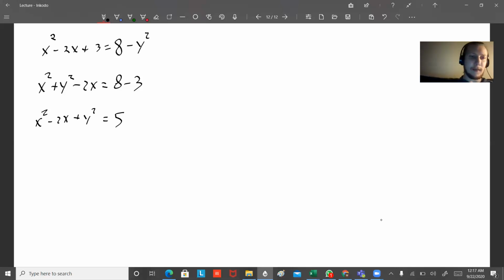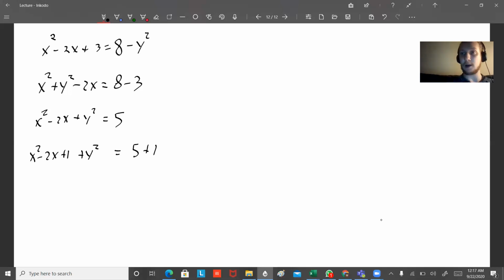Entonces, negativo 2 sobre 2 es negativo 1, y negativo 1 al cuadrado es 1. Entonces yo necesito más 1: x cuadrado menos 2x más 1 más y cuadrado igual 5 más 1, porque es más 1 en ambos lados. Entonces, y no tiene un término lineal. Entonces, no necesito sumar una constante.